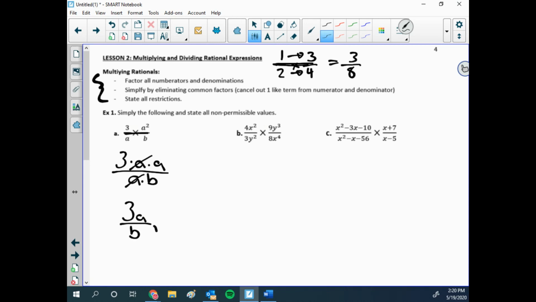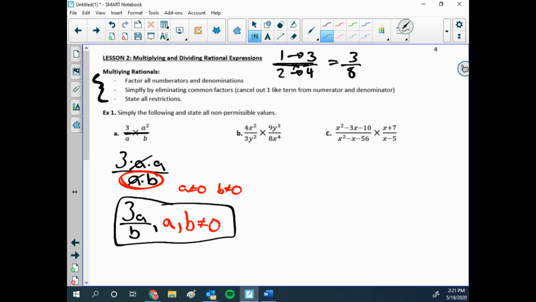I need to state my restrictions. And my restrictions should always come from the denominator before I canceled out terms. So what's going to happen here is a cannot equal 0 and neither can b, because restrictions are based on where the denominator cannot equal 0. So I would say a and b cannot equal 0. And there is my simplified final answer.